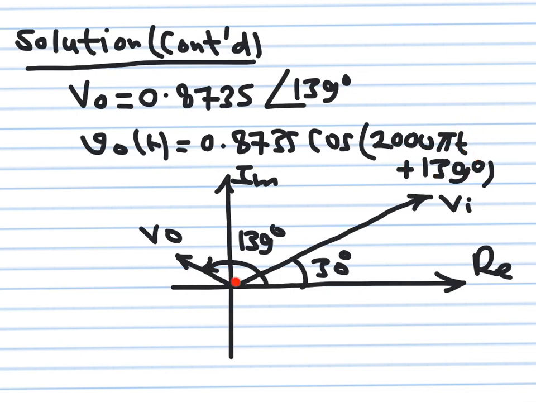So this is the phasor diagram of the problem. This is the input voltage. It is 10 angle 30. So it's an arrow that has a length of 10. It makes an angle of 30 with the real axis in the complex domain. While the output is only 0.8735, and it makes the angle 139. So it looks something like this. It's a little bit shorter arrow because this is only 0.8 while this one is 10. But V naught leads V input. So if you draw the two cosine functions, this one leads in time.